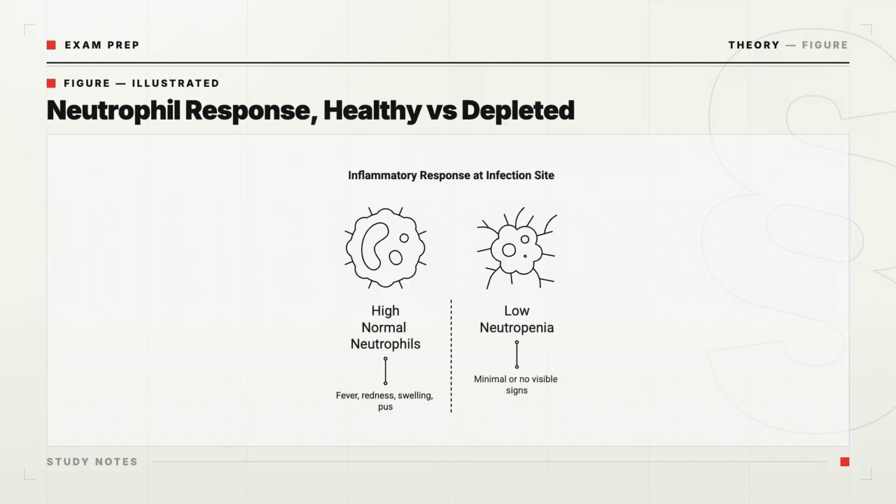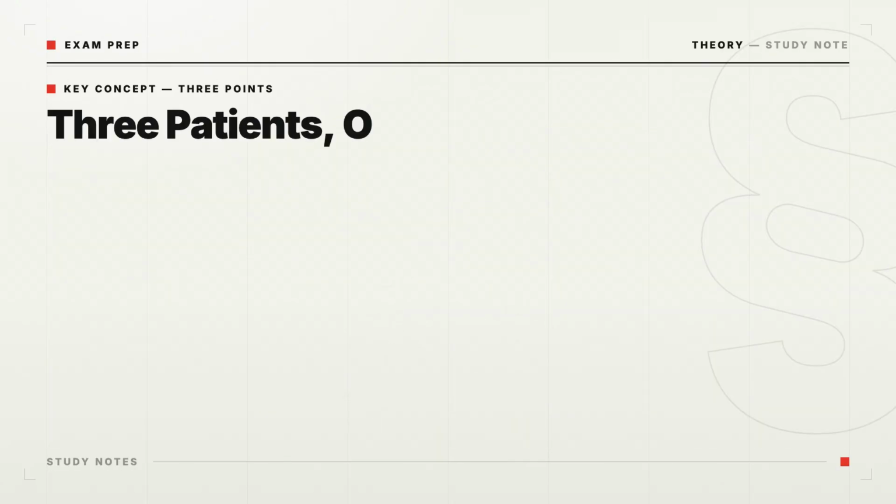Picture the same infection site with and without enough neutrophils on patrol. Normally they trigger fever, redness, swelling, and pus. Without them, that same infection can smolder almost invisibly.